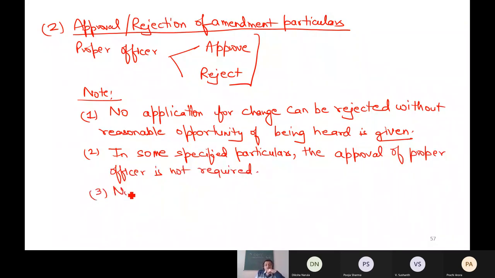Third, no change will be treated as effective prior to the date when you submitted the application. No change will be treated as effective prior to the date of submitting the application.